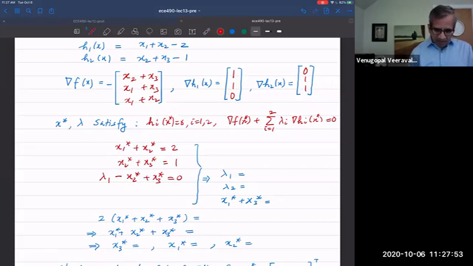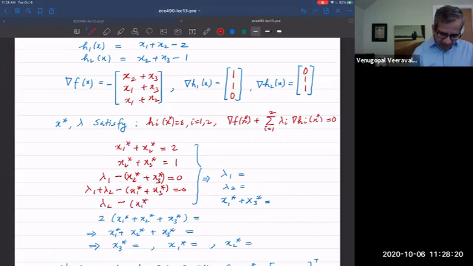Okay, and similarly lambda 1 plus lambda 2 for the second component, because I have this, and that would be minus x1 star plus x3 star. I should really be putting parentheses around this. Minus x1 star plus x3 star equals 0. And then the last one will be lambda 2 minus x1 star plus x2 star equals 0. Okay, so those are the 5 equations.